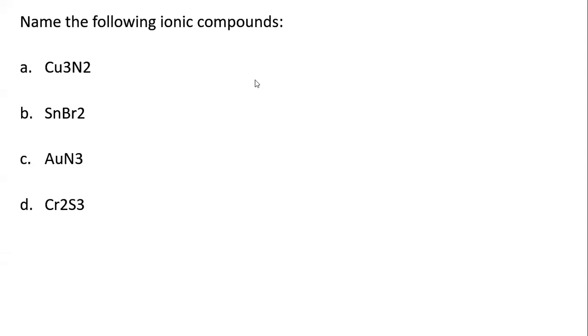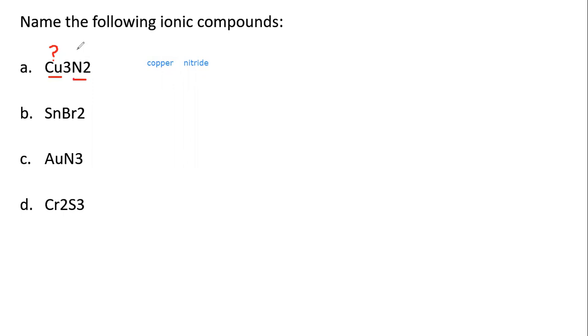So we're going to look at examples of ionic compounds that contain cations with multiple ionic charges. So first we have Cu3N2. So the cation is copper, and the anion is the anion of nitrogen, which is nitride. But copper is one of those that has 2 ionic charges. So we need to identify what the charge of copper is. And so there's 2 different ways you can do this.